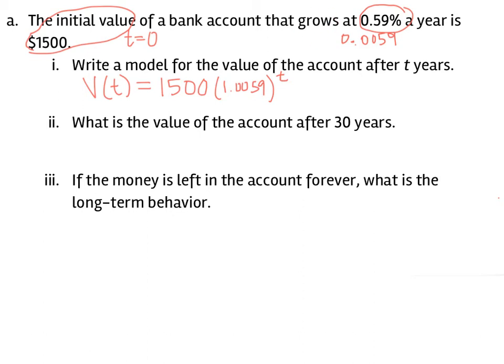Next, to find the value of the account after 30 years, we simply plug 30 in for time. You'd get out your calculators to see what this gives us when we put 30 in as our exponent. You should see that it's about $1,789.52.